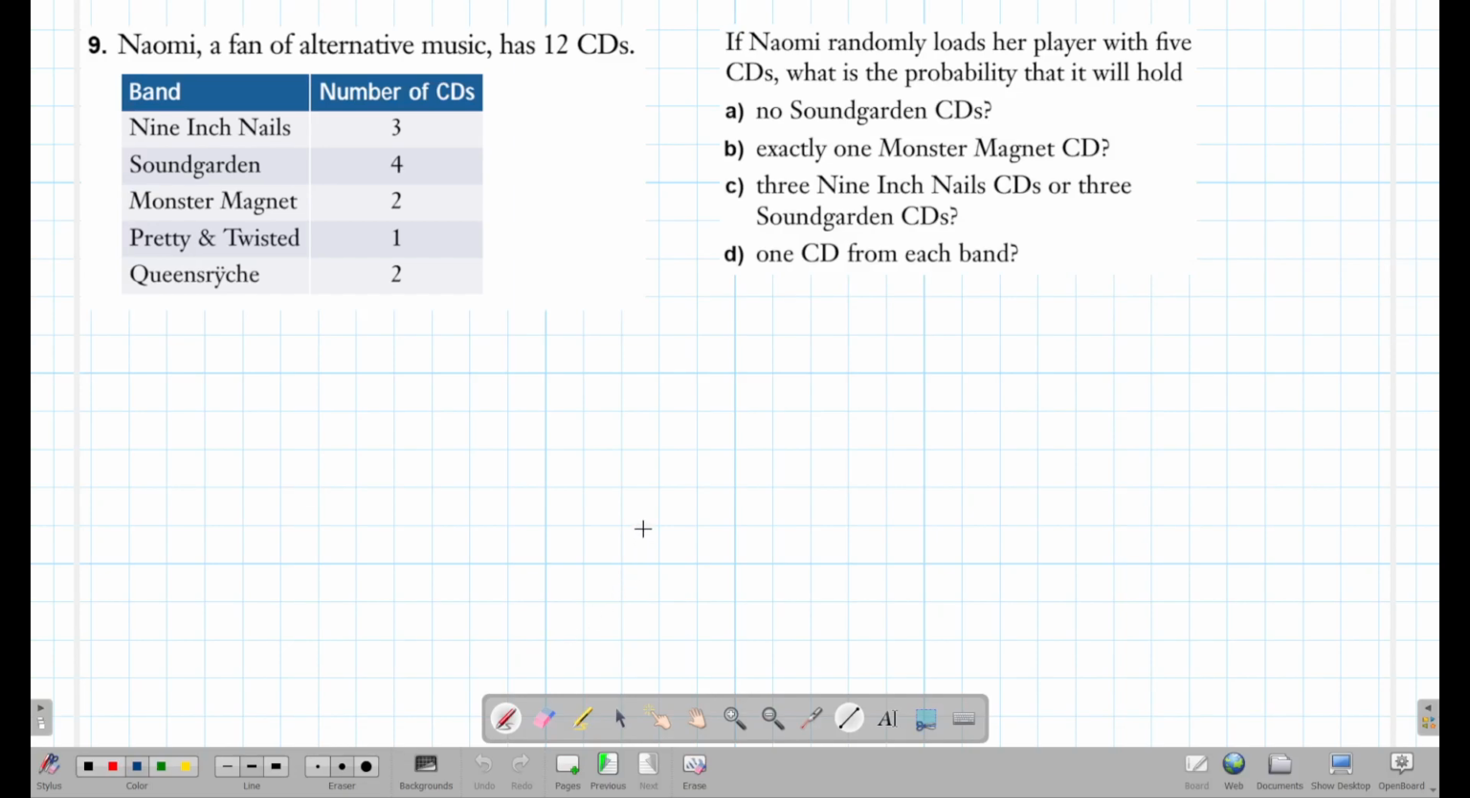Naomi, a fan of alternative music, has 12 CDs. By the way, Naomi has good taste. If Naomi randomly loads her player with 5 CDs, what is the probability that it will hold A, no Soundgarden CDs, B, exactly 1 Monster Magnet CD, C, 3 Nine Inch Nails CDs or 3 Soundgarden CDs, and then D, 1 CD from each band?